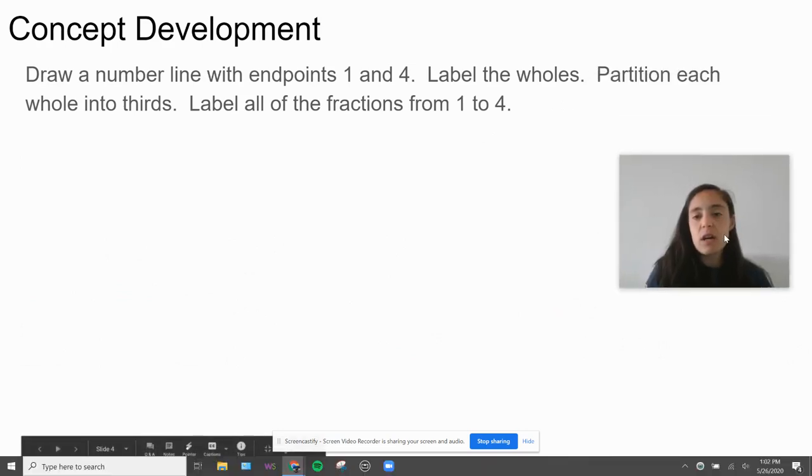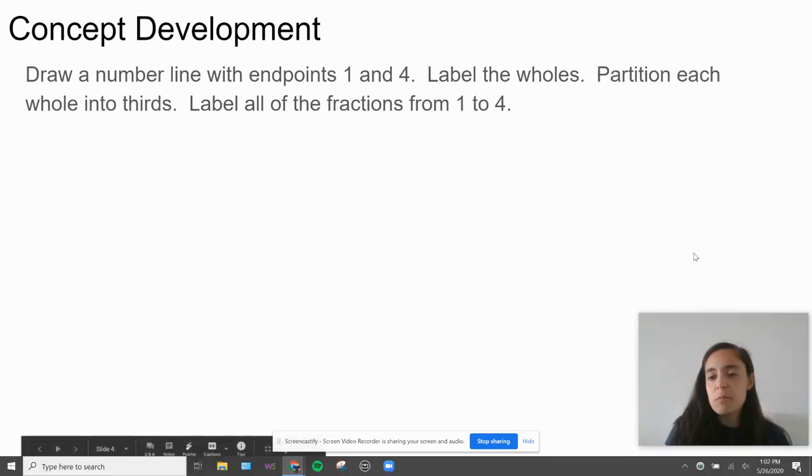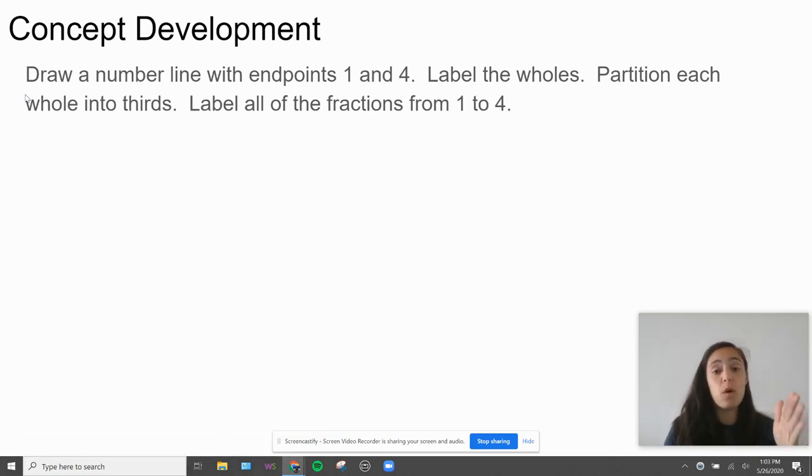So now we have our concept development. What we're going to do, I'm going to move myself down, is we need to draw a number line with endpoints 1 and 4. So we're going to label the whole.